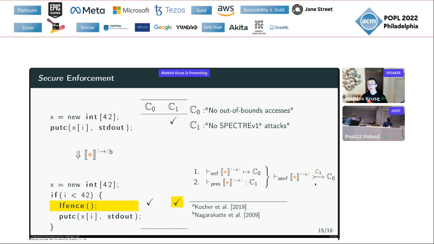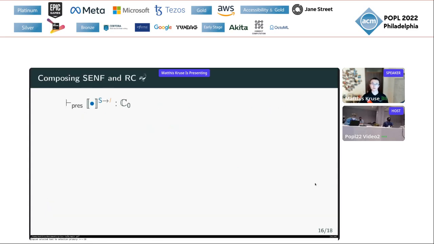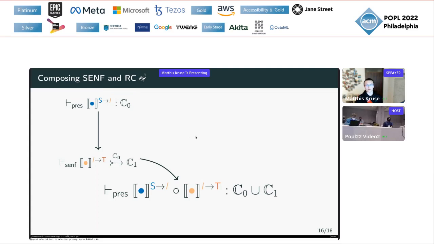Let's see how robust compilation interacts with secure enforcements. So given some compiler from blue S to yellow I that is robust with respect to class C0, plugging the output of it sequentially into a secure enforcement of C1 that preserves C0 results in the preservation of the union of C0 and C1. Now, that is not too difficult to see.